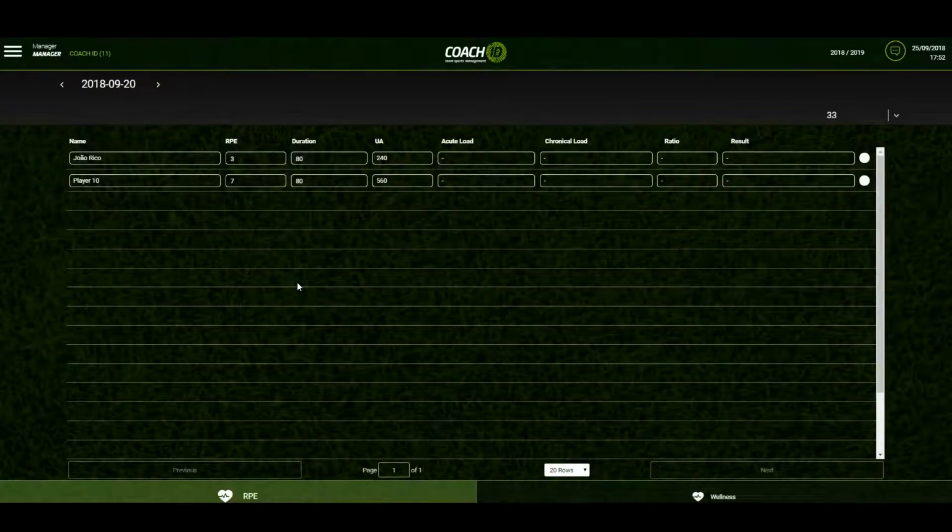So now we're going to talk about the training analysis, which can be used by a coach to monitor the RPE and the wellness of a player. So this is extremely useful when you're not only planning training sessions, but also looking back to see how your training sessions had the desired physical output on the players.